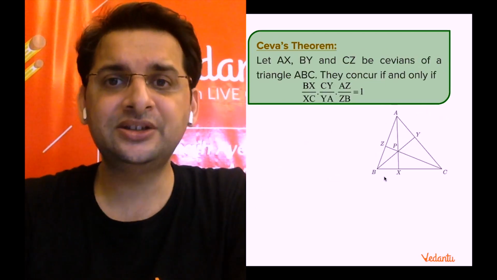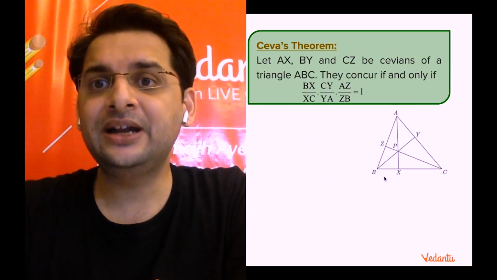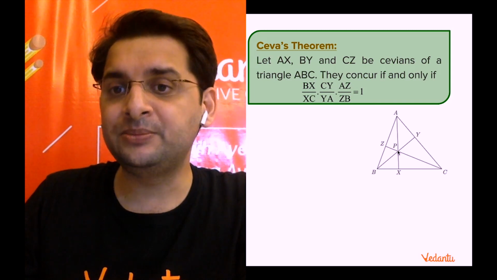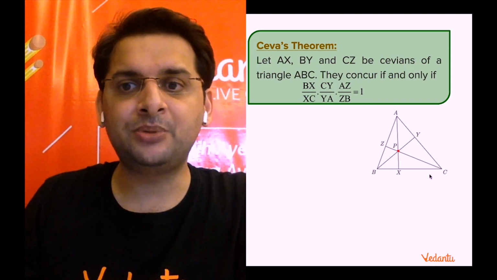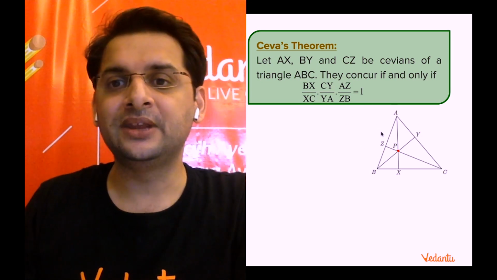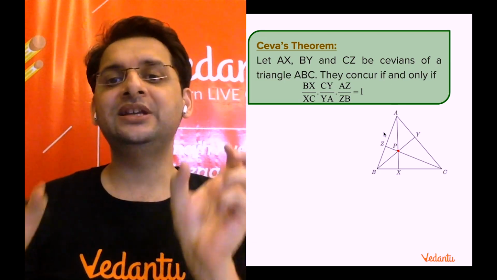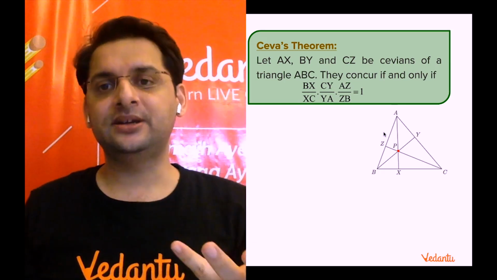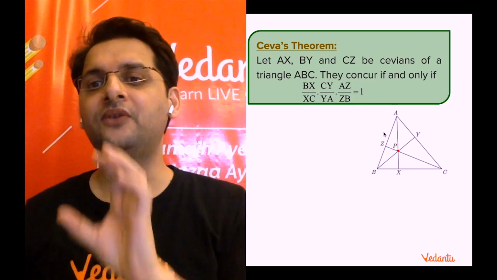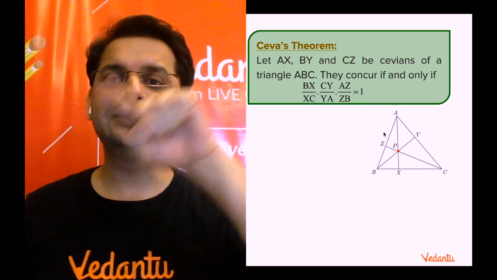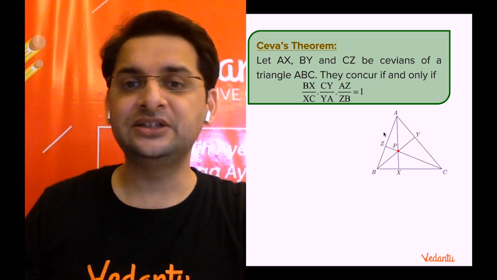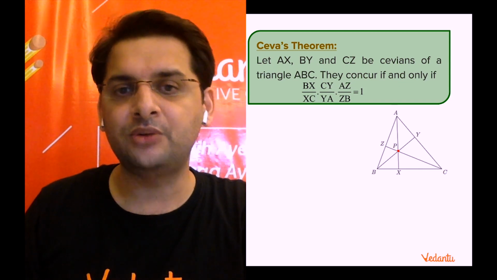So what is Ceva's theorem? Ceva's theorem says if AX, BY and CZ are three cevians of a triangle ABC, then they concur, meaning they meet at a common point, if and only if BX upon XC into CY upon YA into AZ upon ZB is equal to 1. So the product of the ratios of the segments of the three cevians taken cyclically in an ordered way is always 1. This is when the three cevians will concur. That means they will meet at a common point.